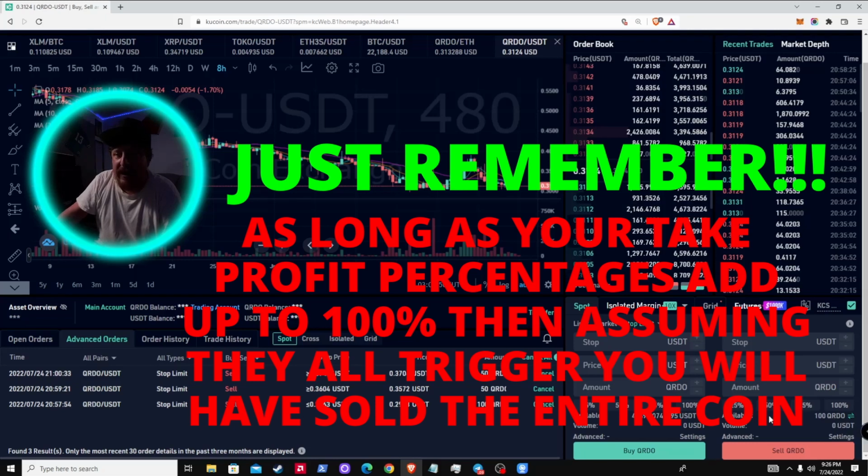But most of the time, I'm just doing like 50 and 50, or maybe I'm doing 50, 25, and 25. 50 maybe being my first take profit level, and then my other 2 to sell the remaining, I do 25% and 25%. As long as all of your orders add up to 100% or add up to the total amount of the asset you're holding, it will work out good.